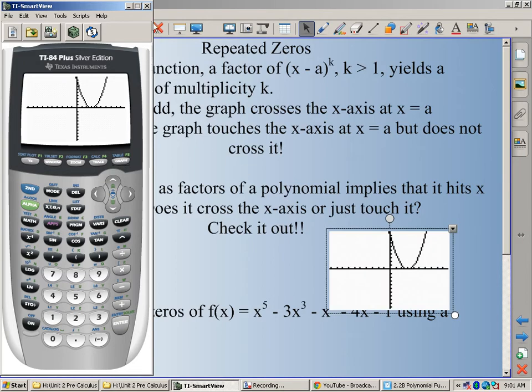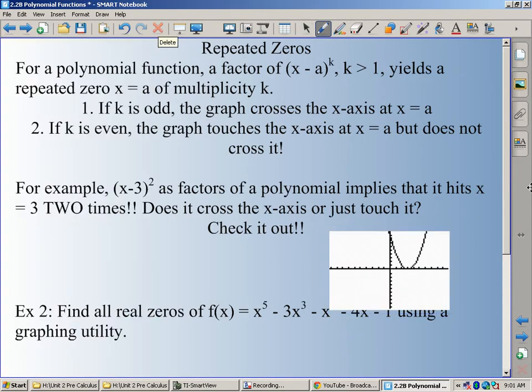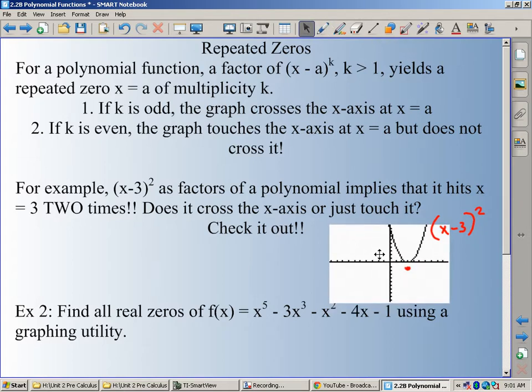And so (x minus 3) squared, where the whole thing is squared, you can see that the graph comes down and just touches at x equals 3. That's what we're talking about when we talk about repeated solutions, or when we have factors and multiplicity. This graph has a multiplicity of 2, so it's not going to cross, it's just going to come down and touch.